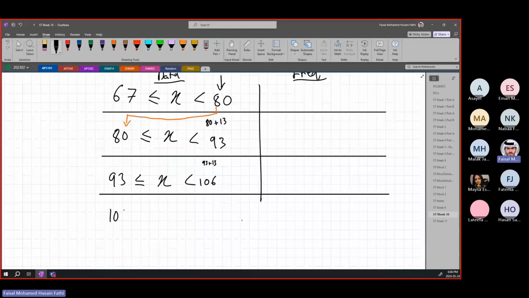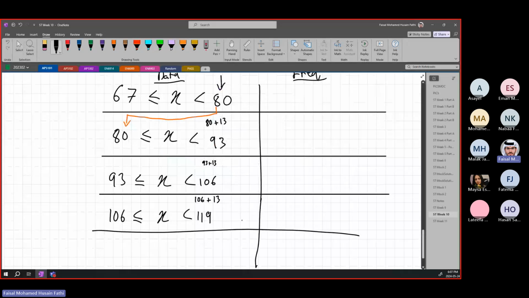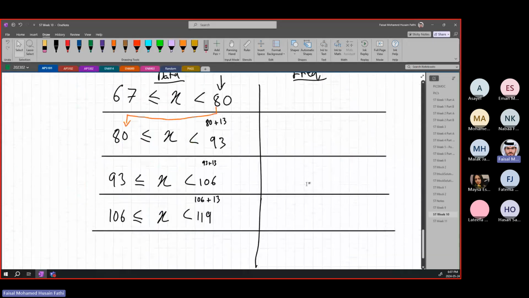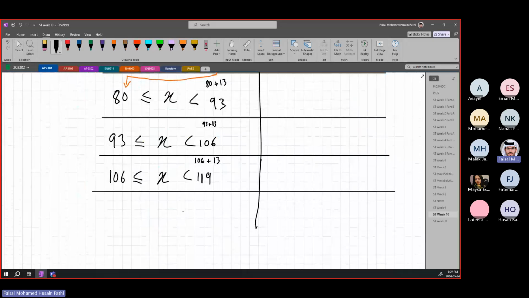Our fourth class is 106 less than or equal to x less than 106 plus 13, so it's going to be 119 over here. And remember, we're going to have 5 classes, depending on the question or our assumption. We wanted 5 classes, so we know that here we should already be reaching the upper limit, or more than the maximum, which we are going to look at now. So 119 less than or equal to x less than 119 plus 13, which is 132.